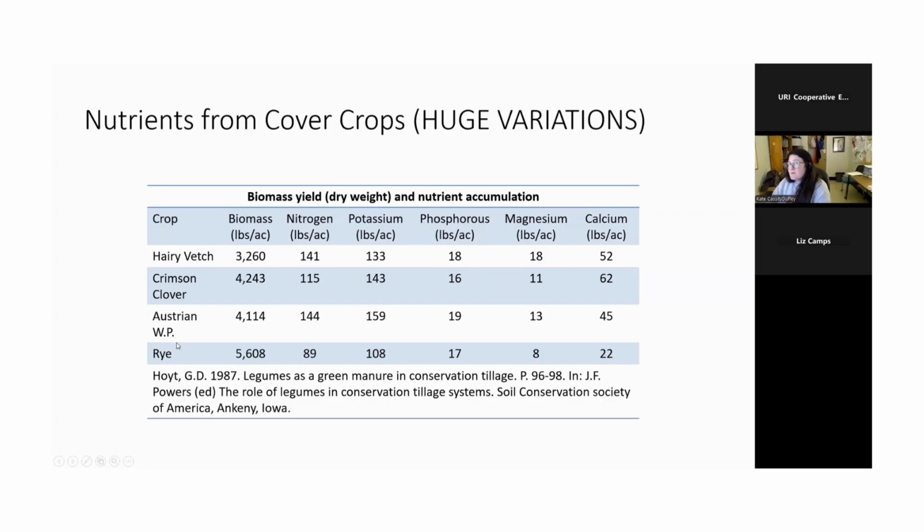And rye, who is our scavenger in this situation, gets bigger biomass, about 5,600 pounds per acre, and less nitrogen, right? Because it's not actively fixing it, it's scavenging it. And that nitrogen will change depending on how rich the soil is that you're growing in. But again, a big difference in the type of cover crops and how much nitrogen they put out.